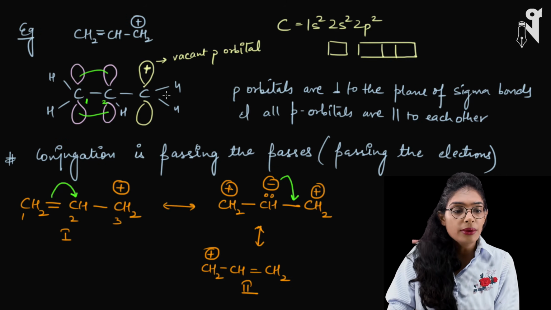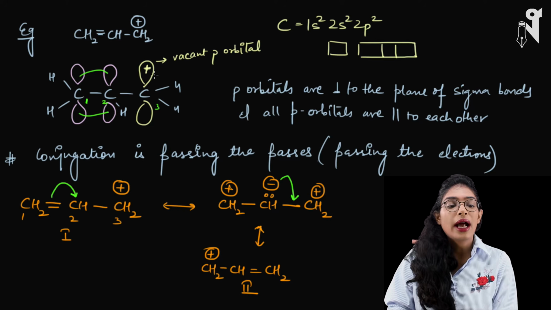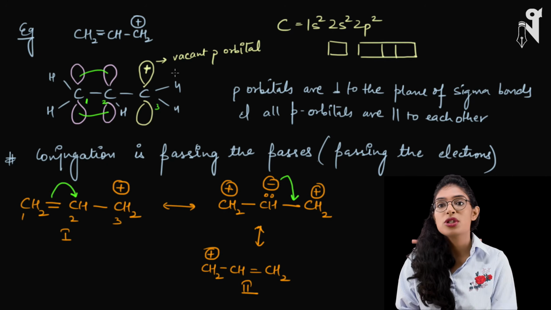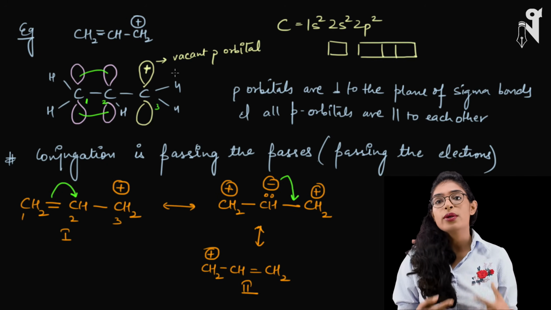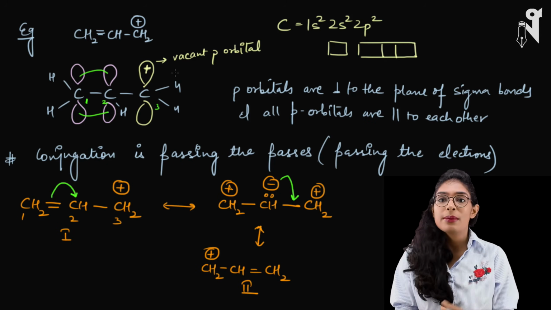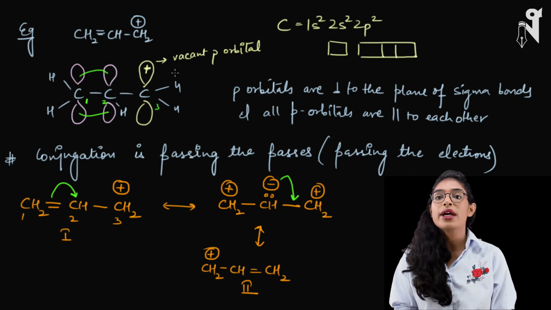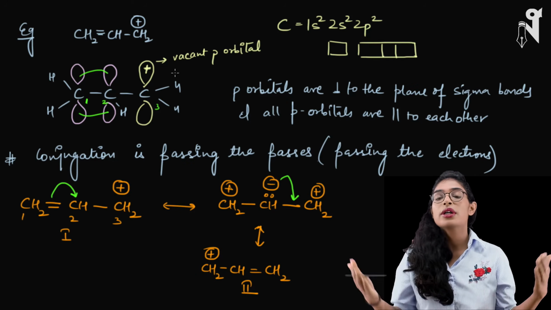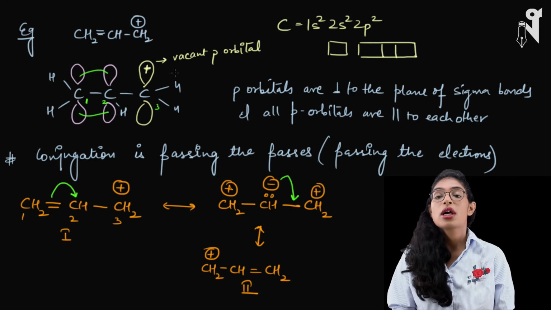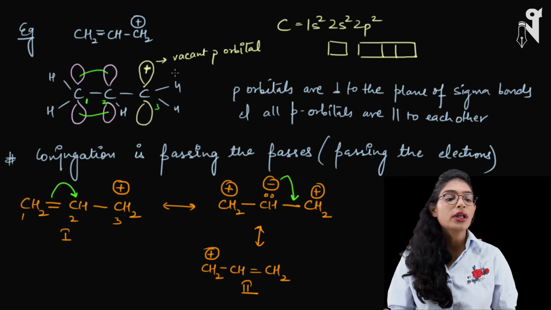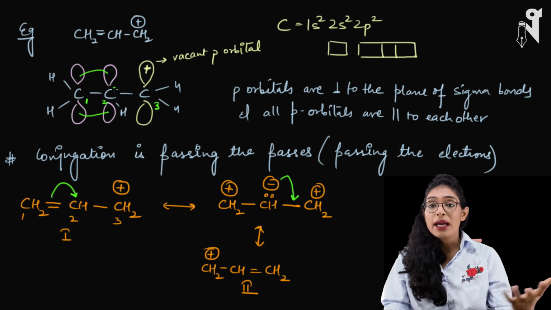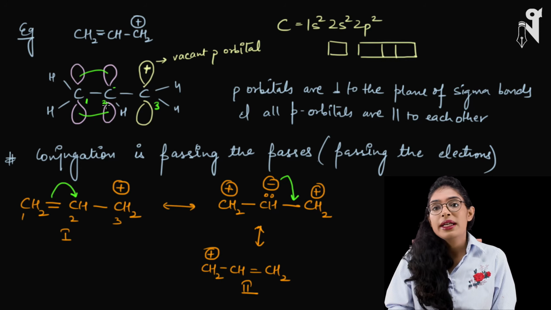Look at carbon 3. Carbon 3 has an empty p orbital, and because of that it has a plus charge. Any positively charged or negatively charged species is not stable, and it will always try to stabilize itself. How will it try to stabilize? It will try to reduce its positive charge, or reduce the intensity of the positive charge, by doing some or other thing. So basically the third carbon will try to form a pi bond with carbon 2 by taking its electrons.